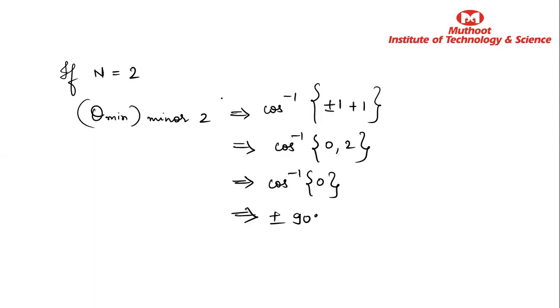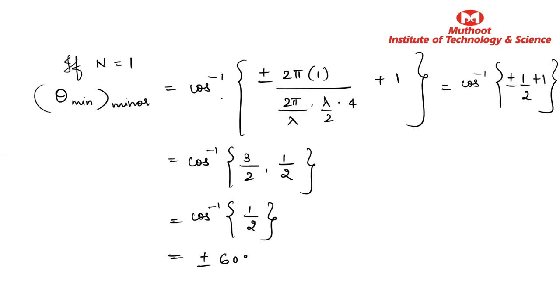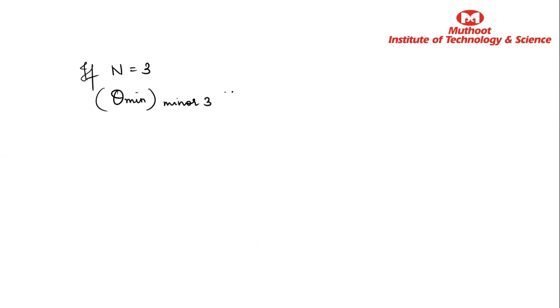So let's do one more. If n is equal to 3 also I will consider. So if you take this, the direction minimum of the minor 3. So we have already seen for minor 2, we have seen for minor 1. So we are going to see for minor 3. And so this is going to be 5 by 2. You get minus half after substituting in the formula, which is going to give you plus or minus 120 degree.